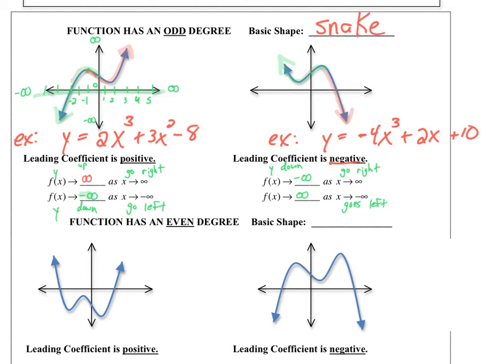So just see how those graphs are going different directions. That's why end behavior kind of matters here. Depending on the graph, the degree, and the leading coefficient, it could go in different directions.